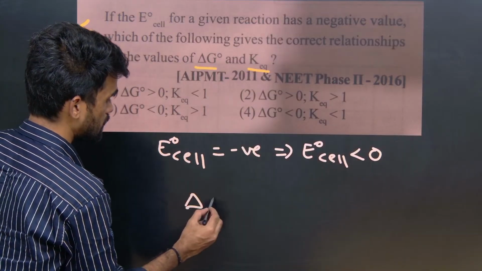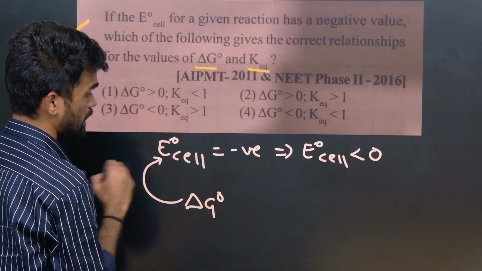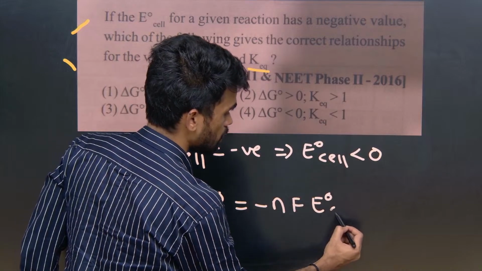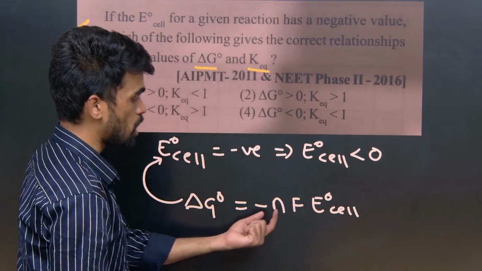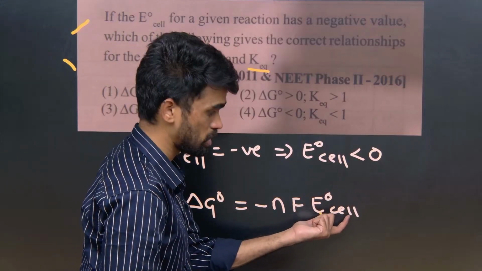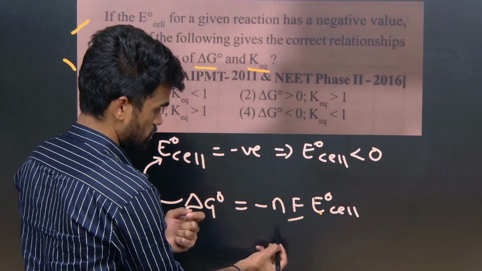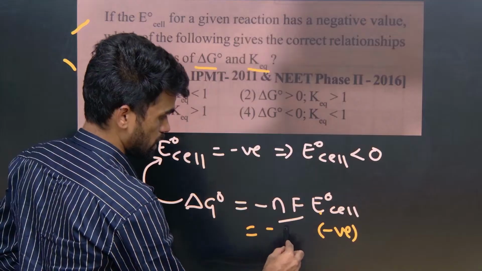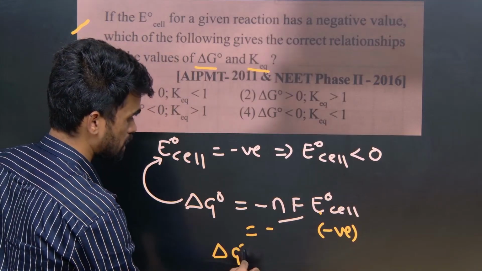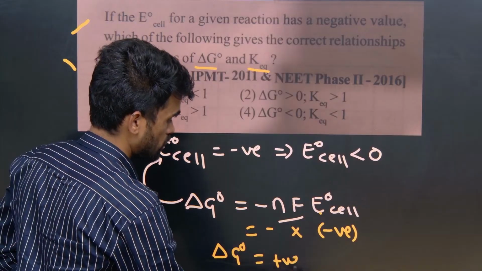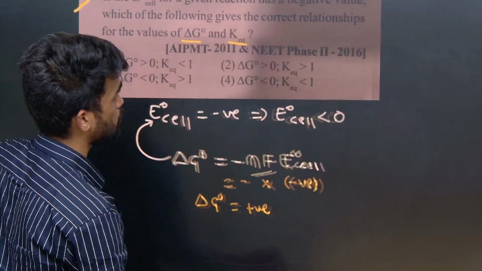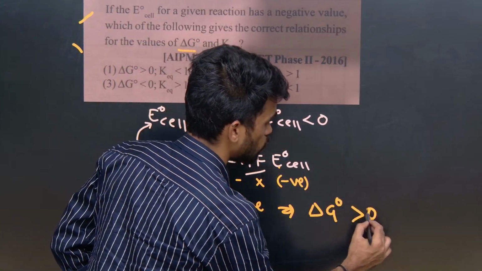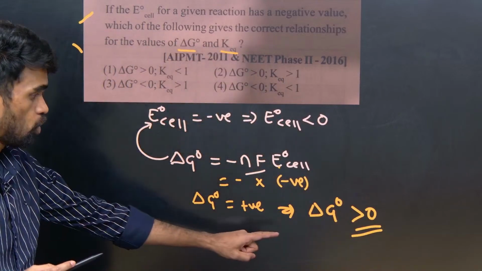So what is the relation between delta G naught and E naught cell? Delta G naught equals minus nF E naught cell, right? So standard Gibbs free energy equals charge into standard potential E naught cell. Now this is a charge. Since E naught cell is negative, and we already have a negative sign here, delta G naught will be negative into negative, which becomes positive. So delta G naught will be a positive value, or greater than 0 you can write. Hope it is also clear.